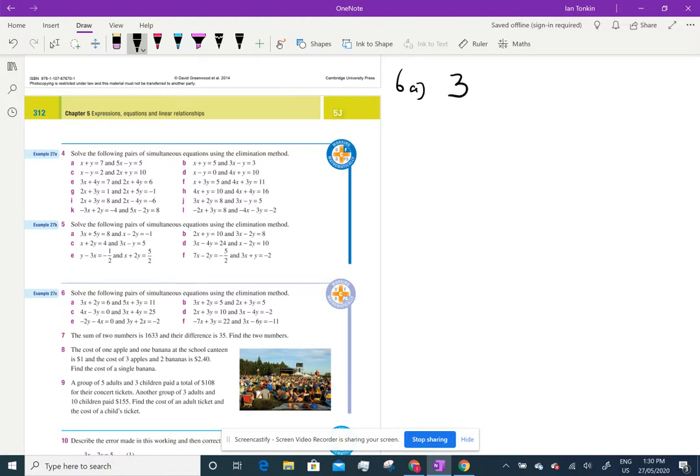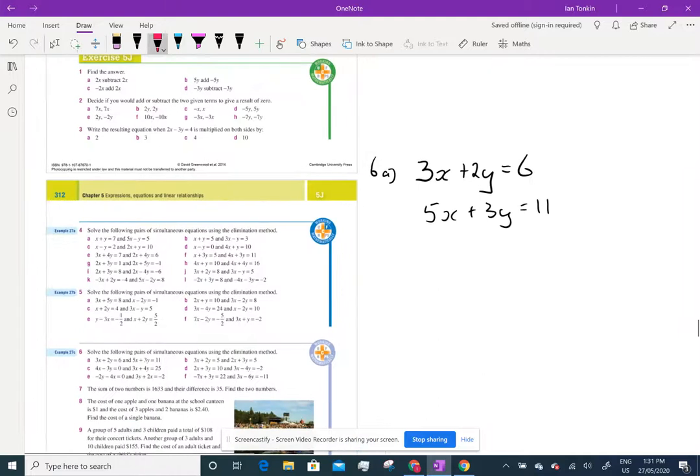3x plus 2y equals 6. And 5x plus 3y equals 11. Now, straight away, if I were doing this, I would not use substitution. I would use elimination, and I'd eliminate possibly the y's, multiplying one by 3 and the other by 2.